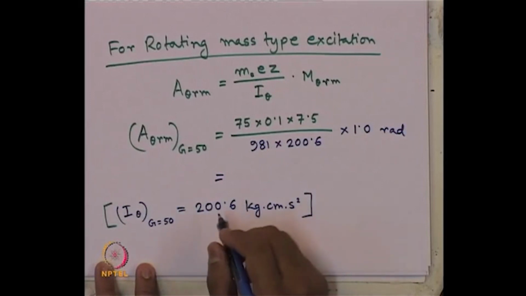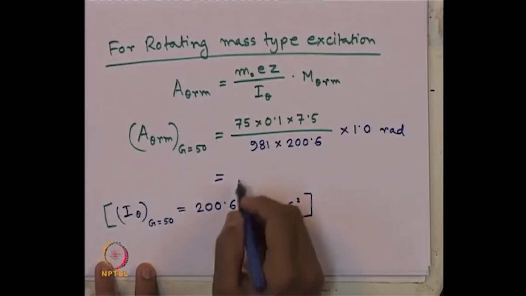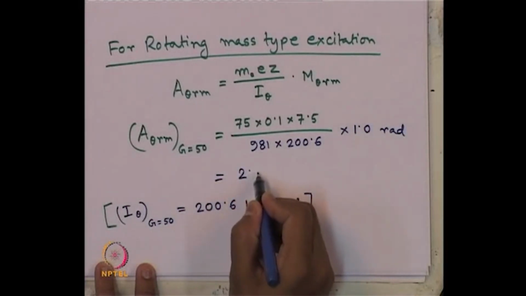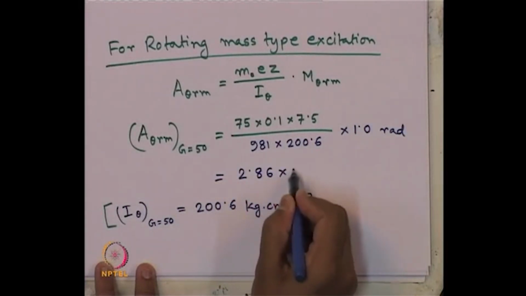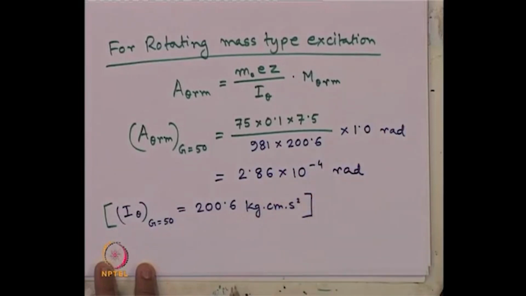So, it is coming as 2.86 into 10 to the power minus 4 radian.